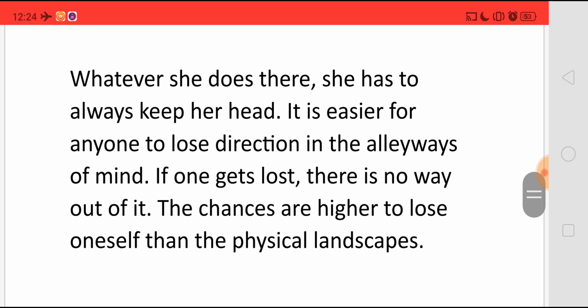Whatever she does there, she has to always keep her head strong. Only her mind, her inner strength, can help her to move. And it is easy for anyone to lose direction in the alleyways of the mind. And if one gets lost, there is no way out of it. The chances of losing oneself are higher than in the physical landscapes which we generally travel.